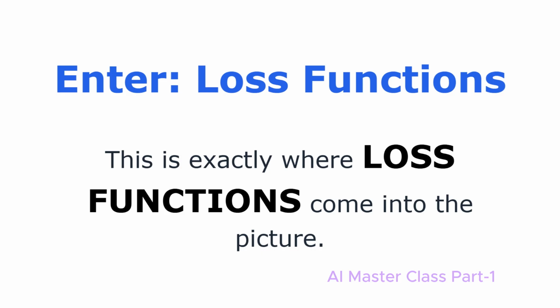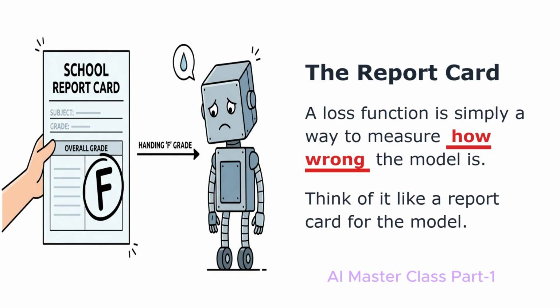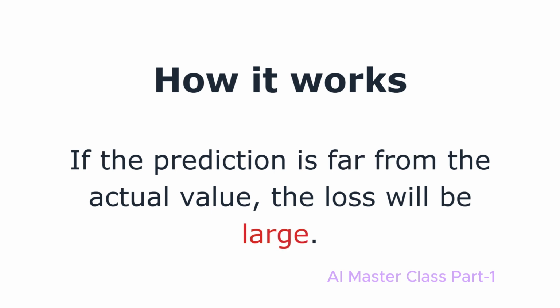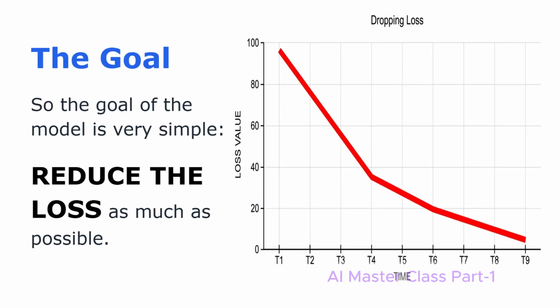A loss function is simply a way to measure how wrong the model is. Think of it like a report card for the model. If the prediction is close to the actual value, the loss will be small. If the prediction is far from the actual value, the loss will be large. So the goal of the model is very simple. Reduce the loss as much as possible.